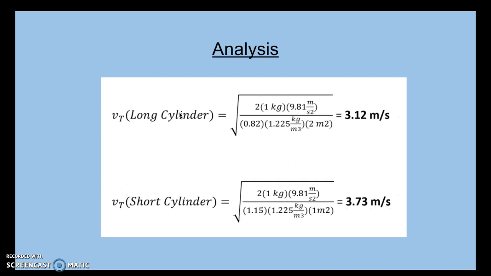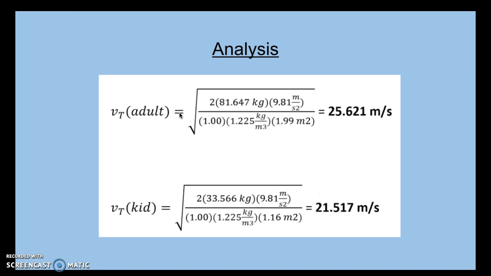So we did calculations based on two examples here. The first of these is a long cylinder compared with a short cylinder. So we chose arbitrary values for the mass of it, the area, and we got the drag coefficients from the table shown before. So what these calculations showed was that the short cylinder had a greater terminal velocity than the long cylinder due to its greater drag coefficient.